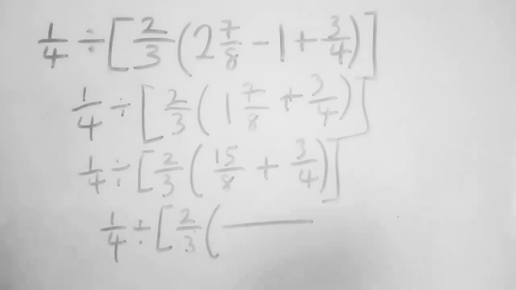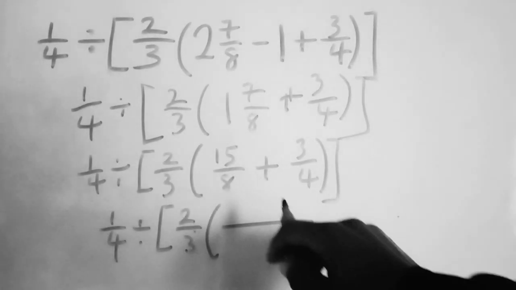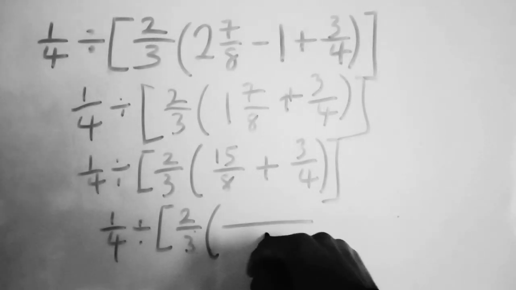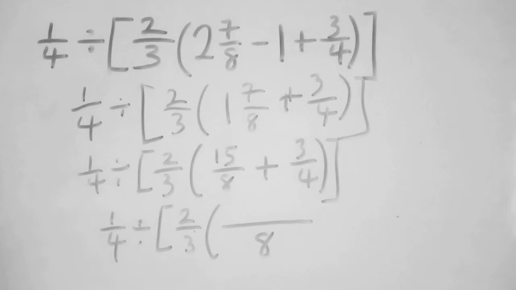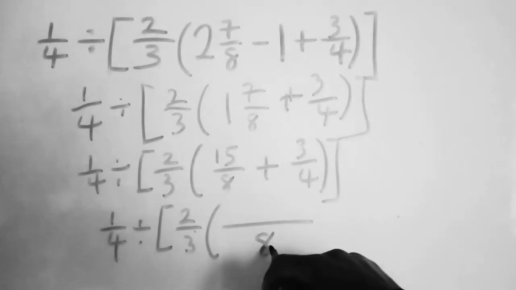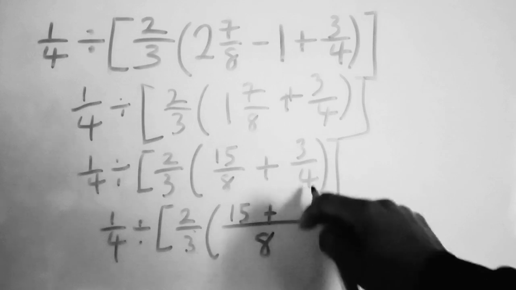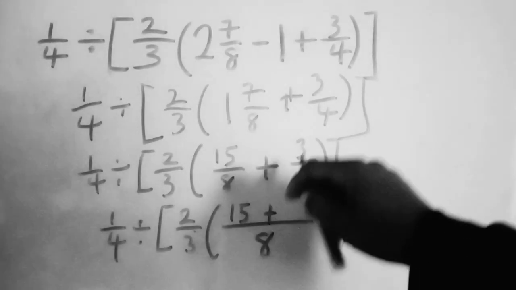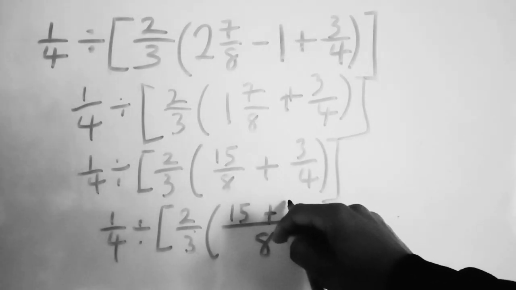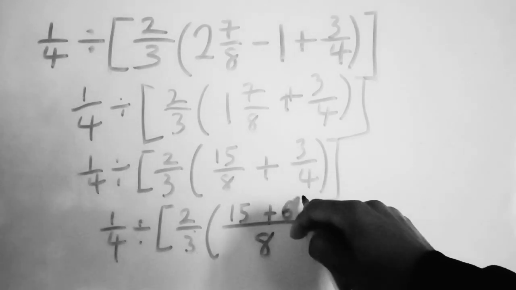Now the LCM of the denominators is 8. And so 8 into 8, you have 1 times 15, plus 4 into 8 is 2, 2 times 6, 2 times 3 is 6. Close it up.